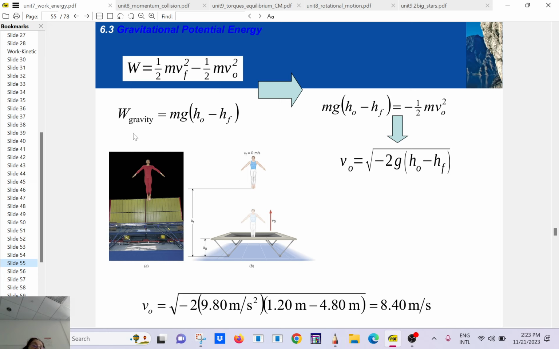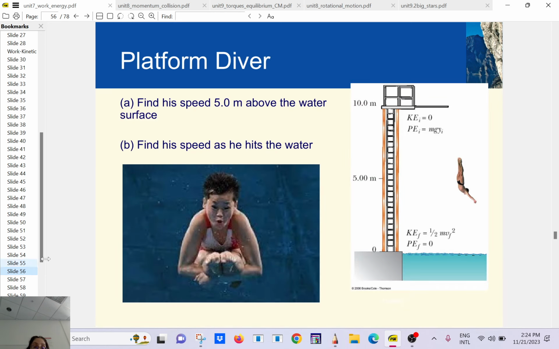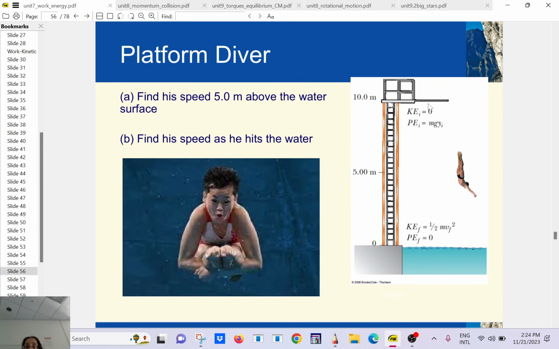Okay? So the way they did it is a different approach. They just say that the work done by gravity is going to be negative and equals the change in kinetic energy. But it doesn't matter, you get the same thing. Okay, jumping here, what's going to be the speed at 5 meters above the water? So you have two ways to do it. I think the easiest way is to take potential energy zero here.